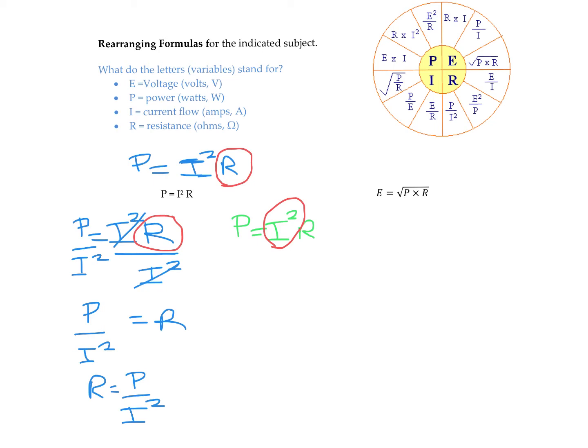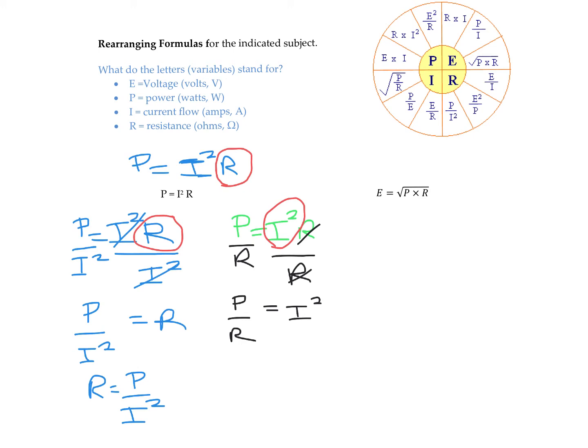The first step would be to get rid of the R. I squared times R. The opposite would be to divide both sides by R. And then you'd be left with an almost finished equation. I squared equals P over R. But we're not done.